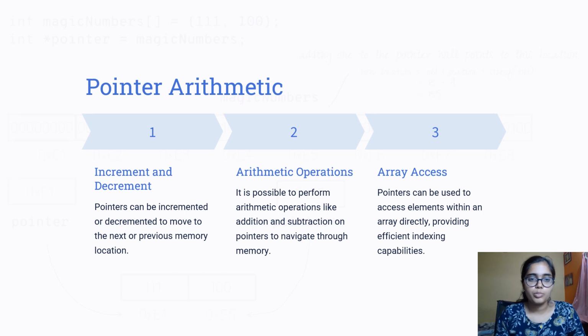Next, we'll be learning about pointer arithmetic, where we'll learn about increment and decrement. These are pointers that can be incremented or decremented to move to the next or the previous memory location. And second is arithmetic operation. It is possible to perform arithmetic operations like addition and subtraction on pointers to navigate through memory. And third is array access. Pointers can be used to access elements within an array, providing efficient indexing capabilities.